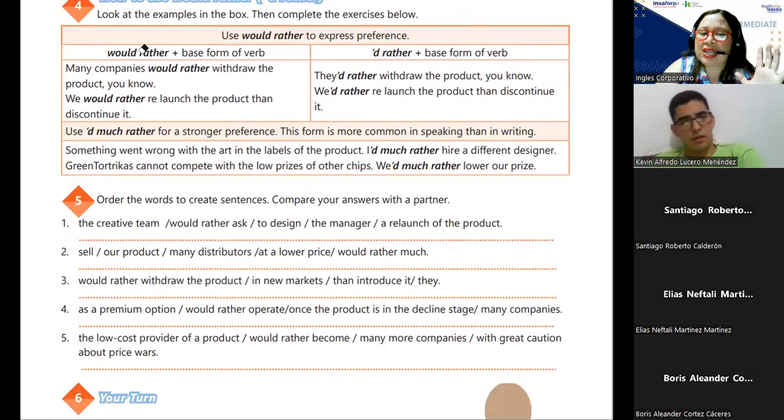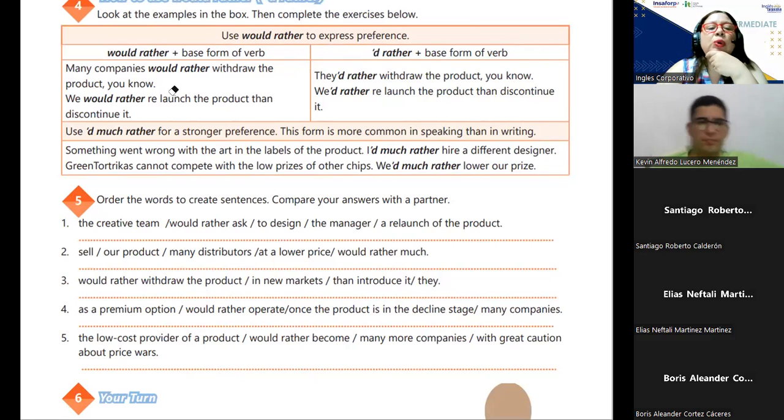So here we're just saying that you can contract it, right? It goes in a contraction. Many companies would rather withdraw the product, look, would rather. But we can contract the noun with the letter D too. For example, Sam'd, right? Or Kevin'd. We can do that. We would rather relaunch the product than discontinue it. They'd rather withdraw the product, because there are many companies. We'd rather, we would rather, we'd rather.